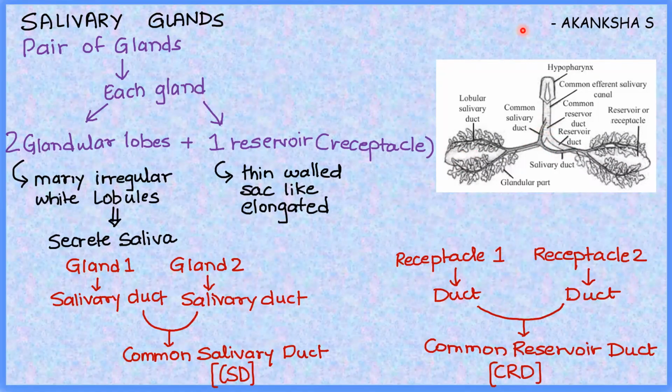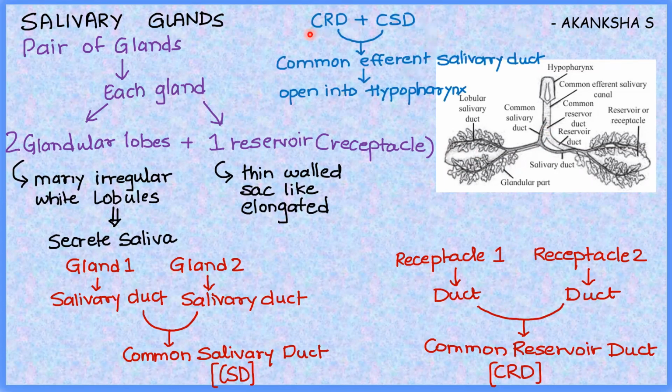Together, the common salivary duct and common reservoir duct combine to form a thicker duct called the common efferent salivary duct. What is it? Common efferent salivary duct. And this opens into the hypopharynx. Hypopharynx is nothing but the tongue of the cockroach, where the saliva actually needs to go.